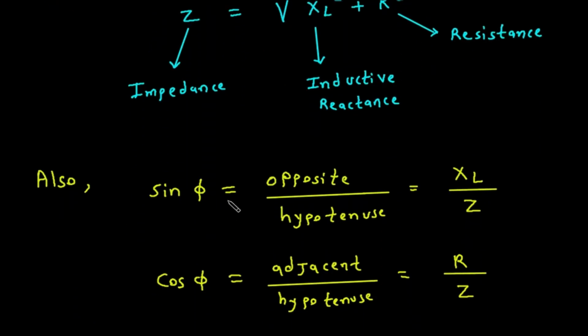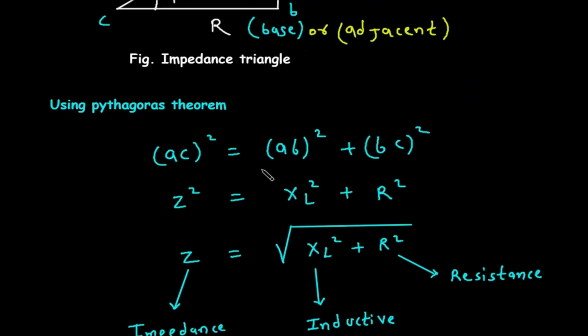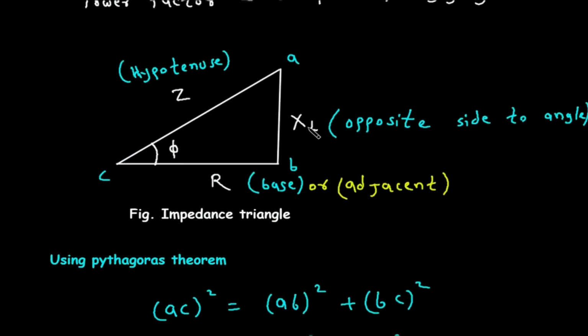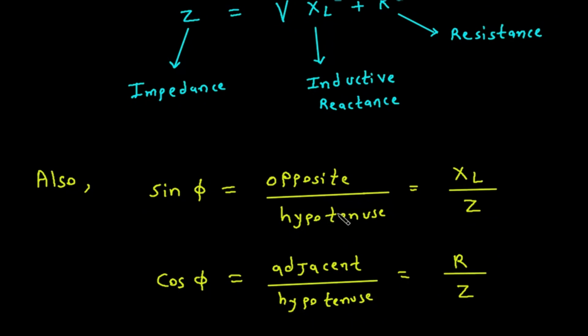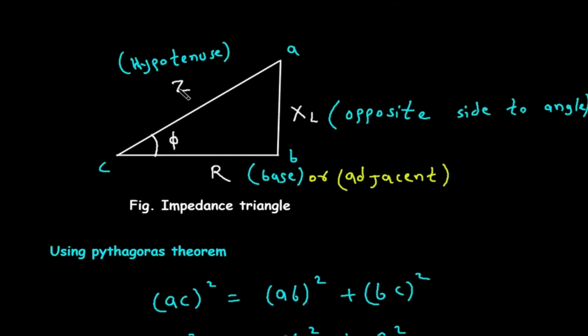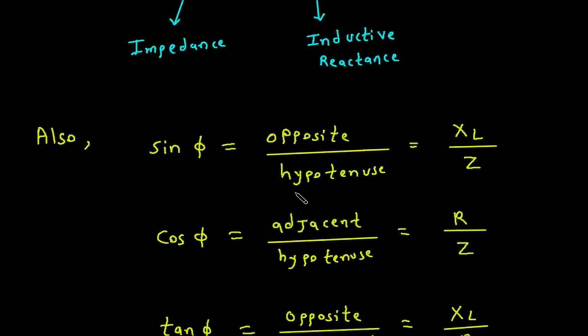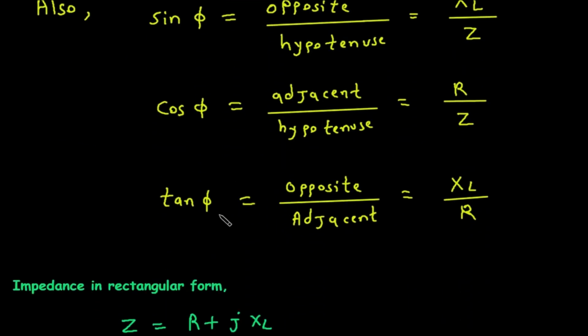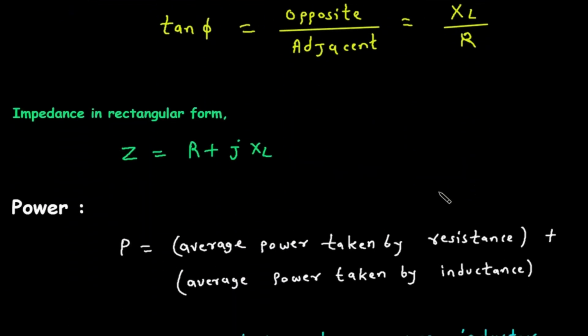Also sin phi is equal to opposite side upon hypotenuse. Now the opposite side is XL, and the hypotenuse is this Z. So the formula for sin phi is equal to XL by Z. Now cos phi is equal to adjacent side upon hypotenuse, so that is R by Z. For tan phi, it is opposite side upon adjacent, so XL by R. Now impedance in rectangular form is Z is equal to R plus jXL.